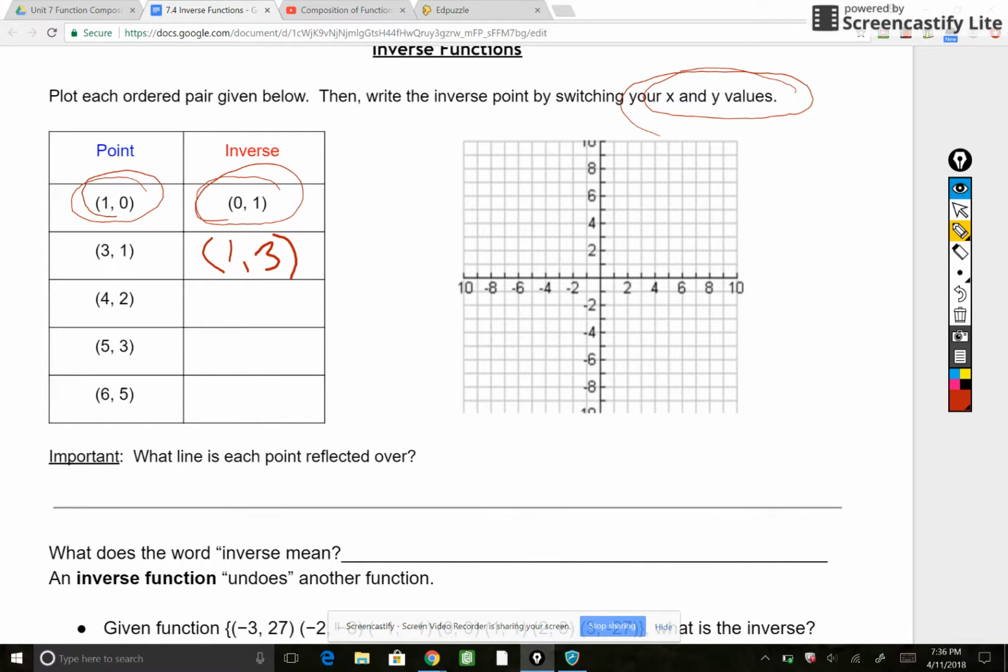All right, I want you to also plot it on your graph. This is your x, this is your y. So you go left, right, then up, down. For this first point, I'm going to go right 1, 0 up. And then the inverse would be 0 and then 1. Then the other point's 3, so right 3, up 1. And then right 1, up 3. So go ahead and find the rest of the inverses.